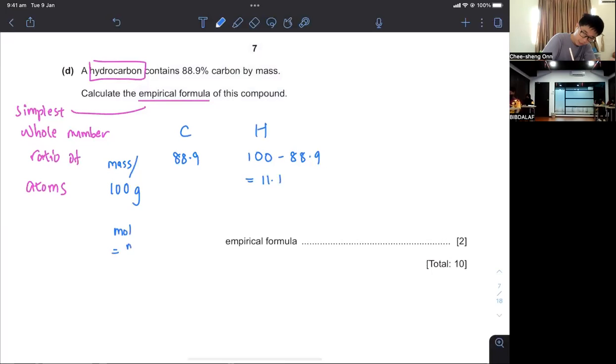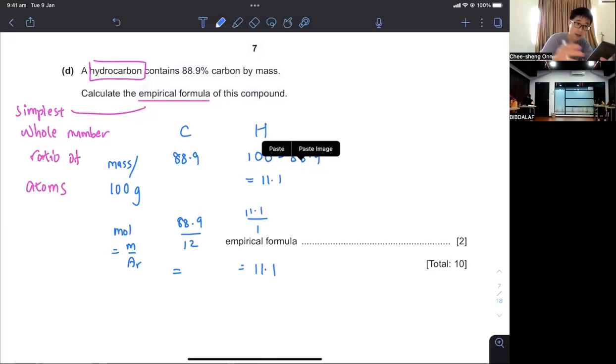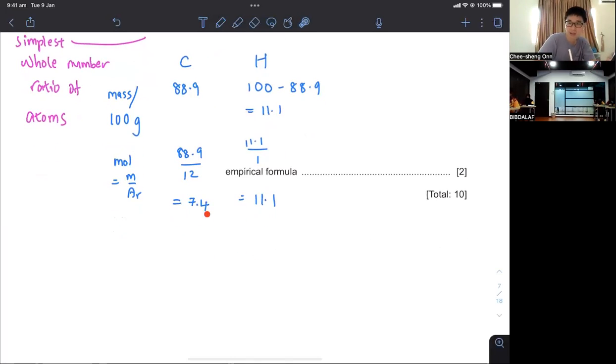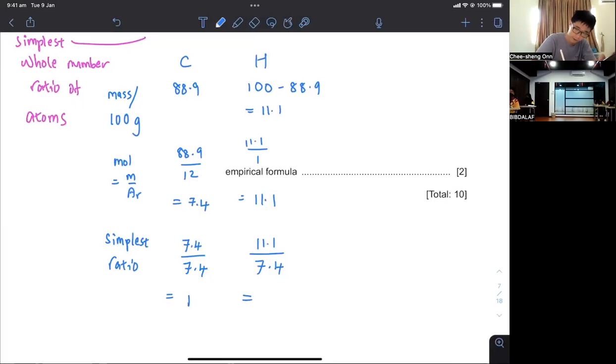If I want the mole, that is your mass over Ar: 88.9 divided by 12, 11.1 divided by 1, and you should get 7.4 for carbon. Okay, you cannot leave your answer like this because these are not the simplest ratio. So to do the simplest ratio, what I must do is divide by the smallest number. The smallest number is 7.4. So on both sides, divide by the smallest number. When you divide by the smallest number, you're going to get 1 and you're going to get 1.5.